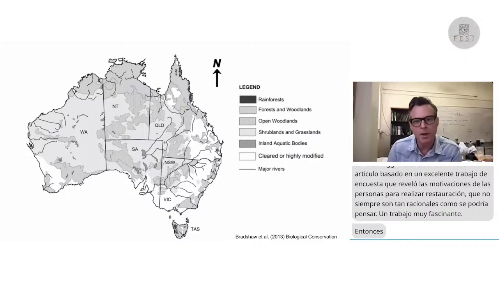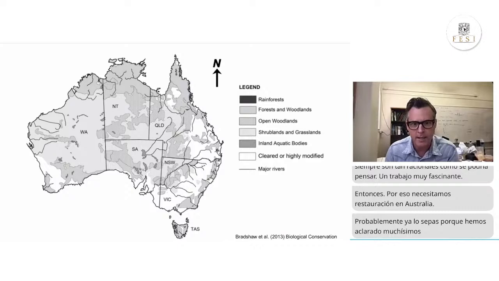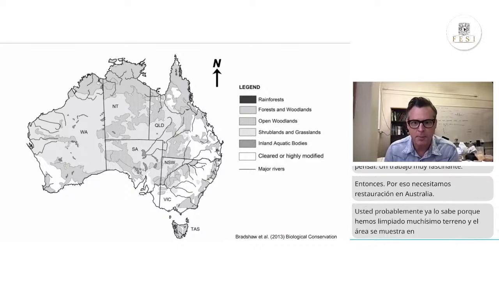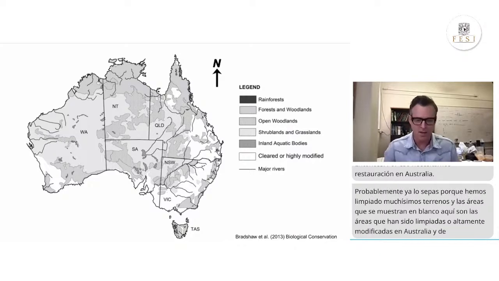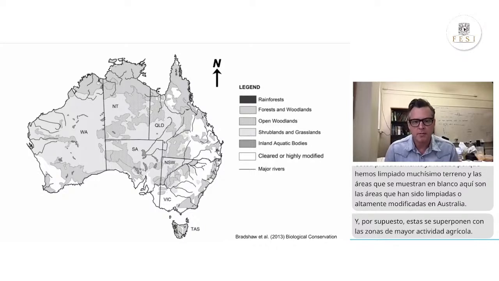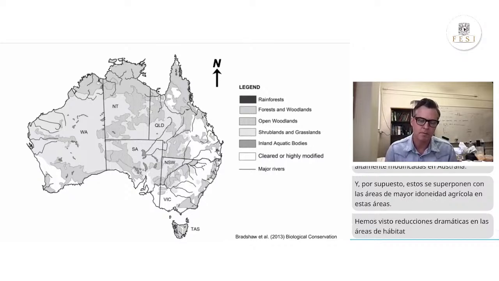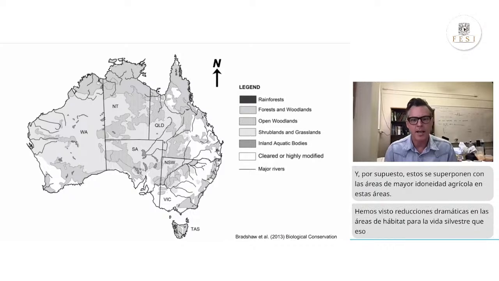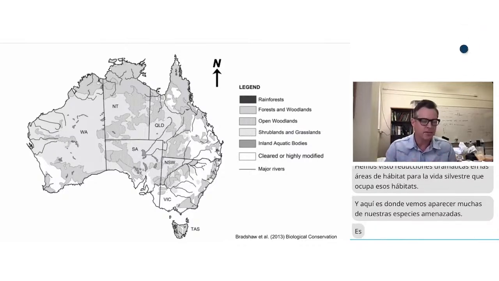So we need restoration in Australia. You probably already know this because we've cleared lots and lots of land. The areas shown in white here are the areas that have been cleared or highly modified in Australia, and of course, these overlap with the areas of highest agricultural suitability. In these areas, we've seen dramatic reductions in the areas of habitat for the wildlife that occupy those habitats. And this is where we see a lot of our threatened species occurring. It's not a coincidence.